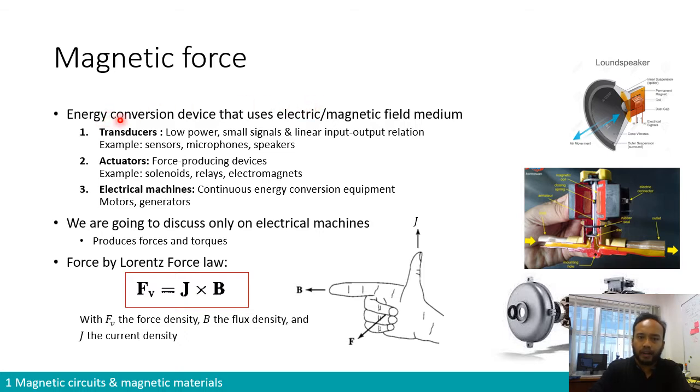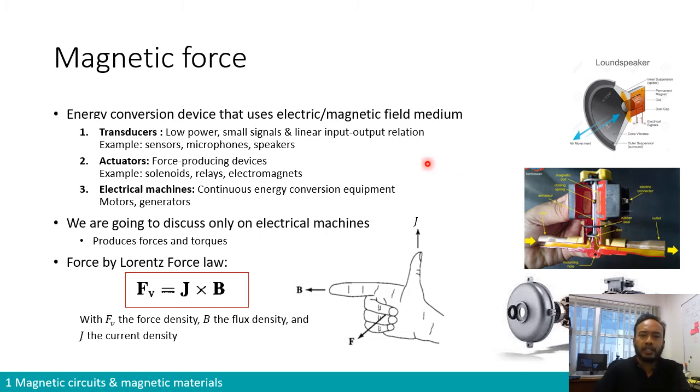To start, let's define what a magnetic force is, right? In order to convert that magnetic energy stored inside our magnetic circuit into a force, let's define what a magnetic force is. Magnetic force is basically the force that is produced by what we know as the Lorentz force law. Before we go through describing what the Lorentz force law is, let's predefine a bit about the energy conversion that we're going to talk about.